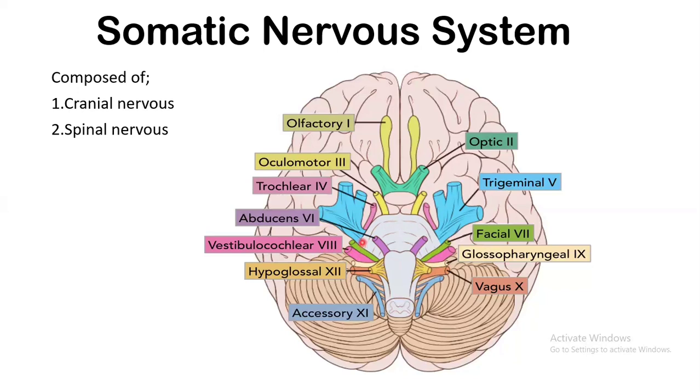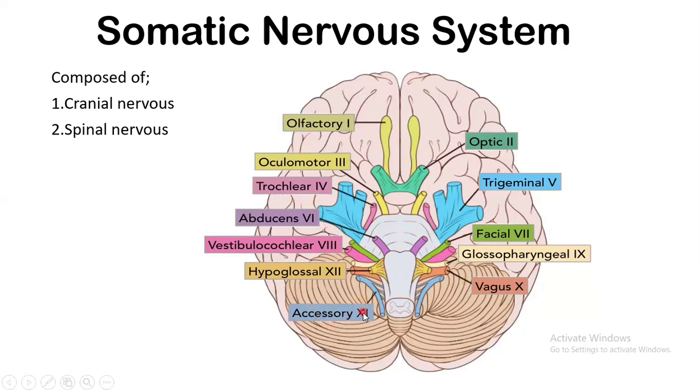Then the seventh one is called the facial nerve. The facial nerve is helpful for facial expressions, taste, salivation, and tear production. The ninth one is the glossopharyngeal nerve. It's helpful for tasting and salivation. The tenth one is the vagus. It's helpful for controlling our autonomic components like heart, lungs, and digestion.